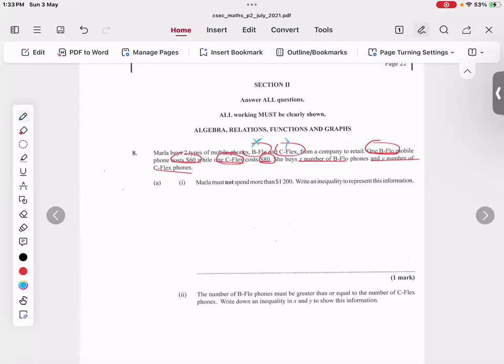They say Marla must not. What keyword here? Not. That means she is not to go past that amount. So Marla must not spend more than $1,200. You have to write an inequality to represent this particular information, using whatever is up top. So my question to you now is, they're talking about money spending. How much does one B-Flow phone cost, based on what you've read?